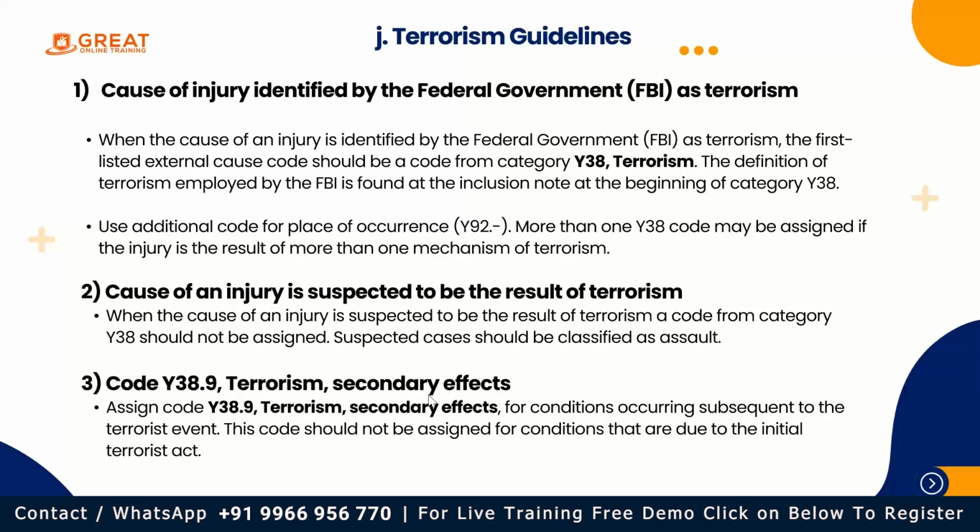Y38.9 terrorism secondary effects. Okay. Assign code Y38.9 terrorism secondary effects for conditions occurring subsequent to the terrorism event. This code should not be assigned for conditions that are due to the initial terrorist attack. Okay. So if terrorism secondary effect is there, we have to use Y38.9.